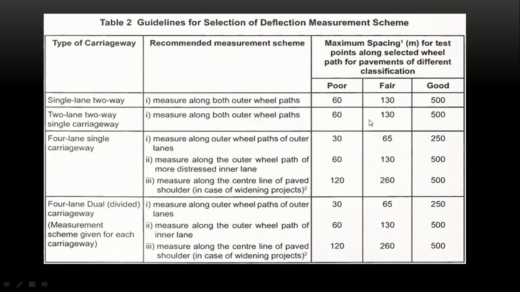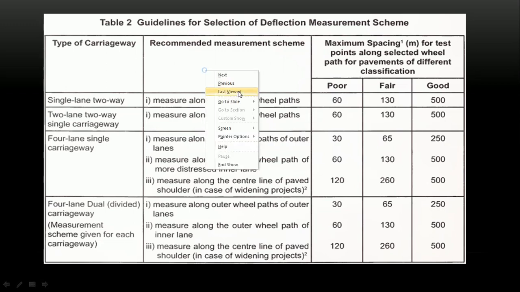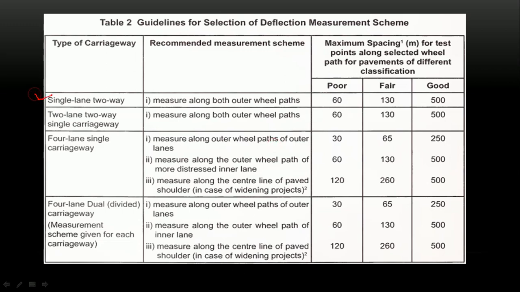Therefore, in order to decide the points at which we need to conduct the test, we need to perform the survey. You can observe a table is provided here. Based on the type of the carriageway, some schemes have been recommended, that is, where we need to measure the deflection. I will explain the first row.